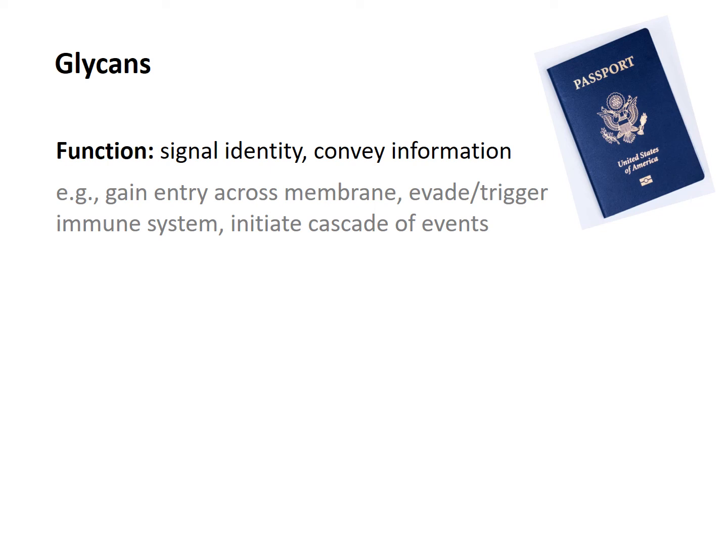In this way, similar to a passport, glycans can allow cells or enveloped viruses, anything with a plasma membrane that has glycans on it, to gain entry access across a membrane. They can also play a role in evading the immune system or oppositely triggering an immune response if your immune cells either recognize or don't recognize that glycan as something it should attack. And glycans can also initiate a cascade of events by signaling information to a receptor somewhere.